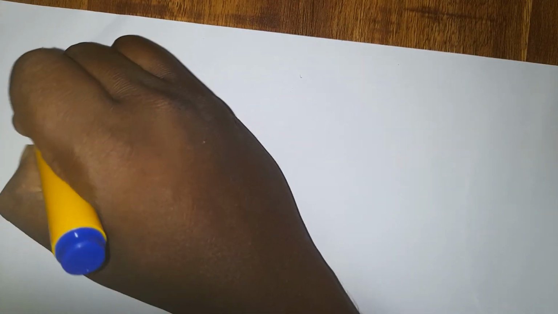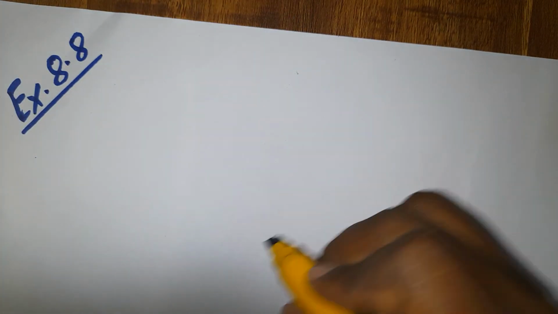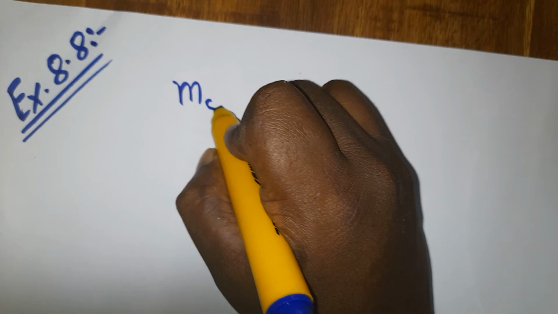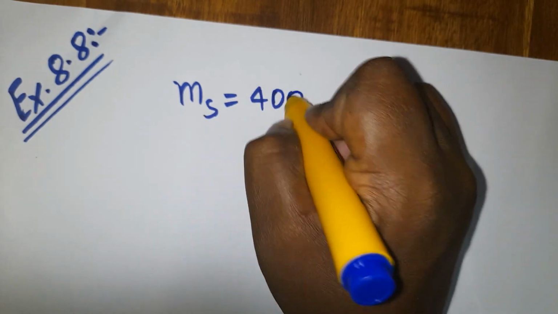Example problem 8.8. I am going to teach you the full calculation, how to do the full solution for this question. The mass of the satellite is 400 kg.